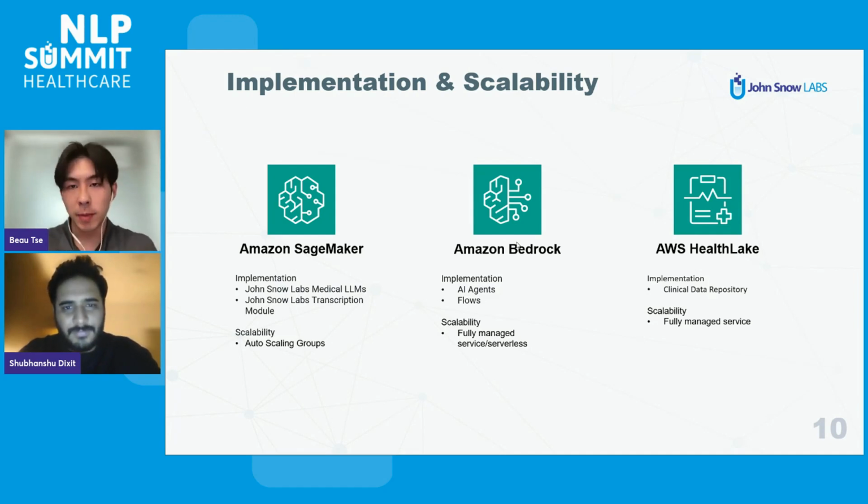So that involves Amazon SageMaker, Amazon Bedrock, and AWS HealthLake. Amazon SageMaker is a fully managed machine learning service that enables you to quickly build, train, and deploy high-quality machine learning models at scale. John Snow Labs medical LLMs and the transcription module solution, those endpoints are run on virtual machines managed by Amazon SageMaker. So in terms of scalability for SageMaker, you can configure auto-scaling policies to help you scale these endpoints up or down as you need.